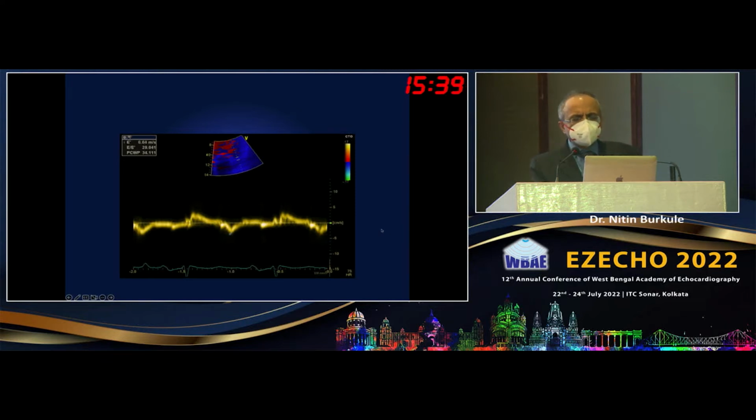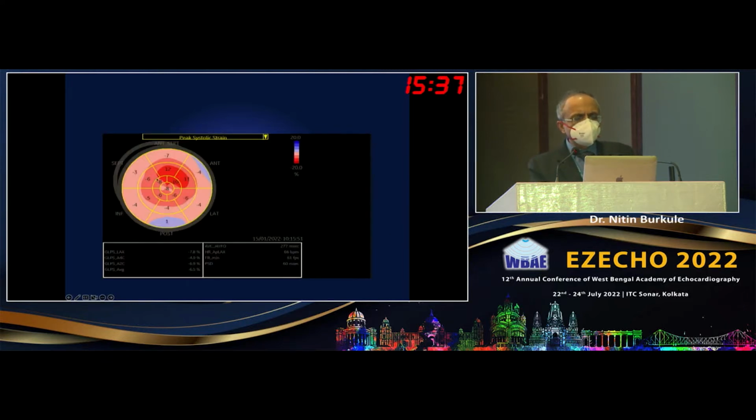And when you do speckle tracking, you see something like this, which we call cherry on top, because only the apical deformation is well preserved, and everything else is gone. Because you know that this particular infiltration goes from subendocardium to epicardium and from base to apex. So the apex gets preserved last.